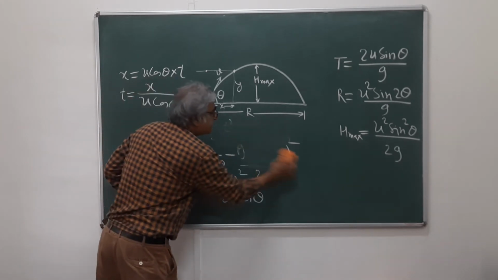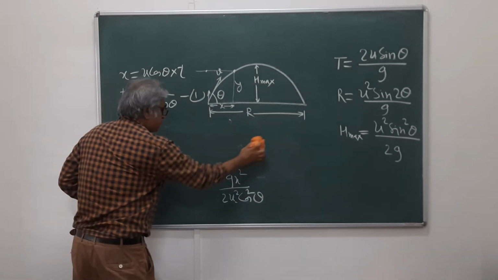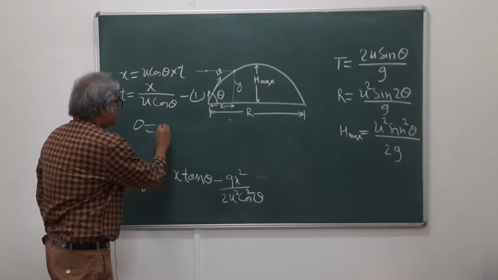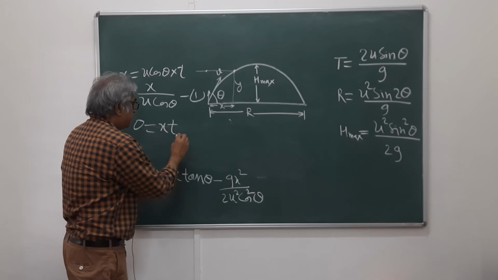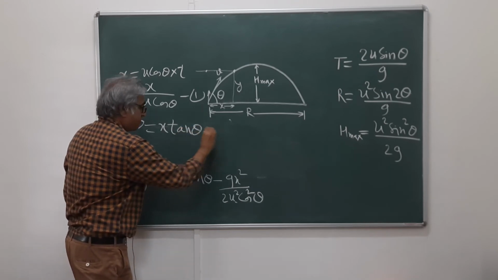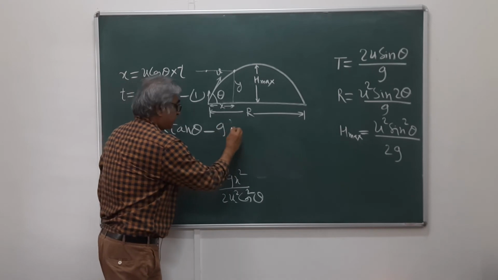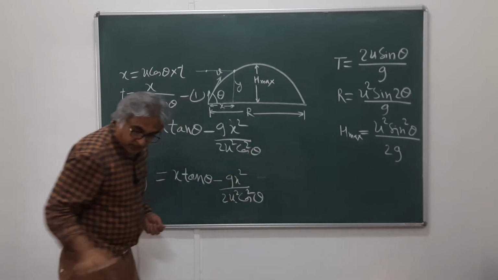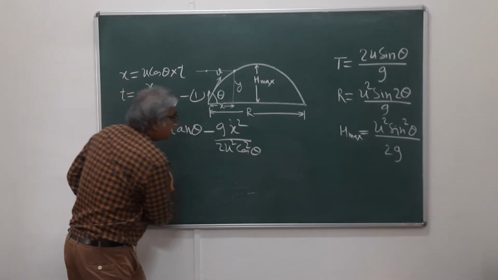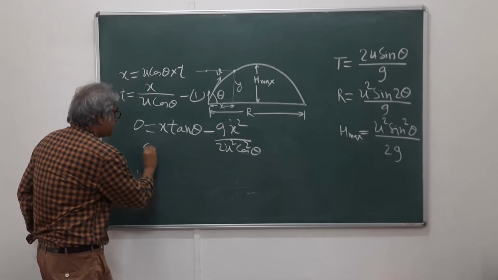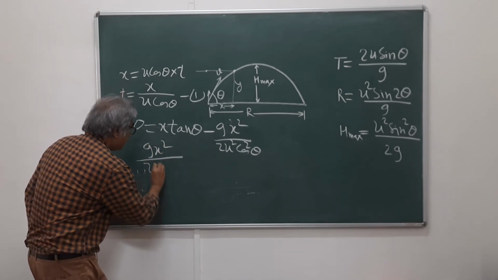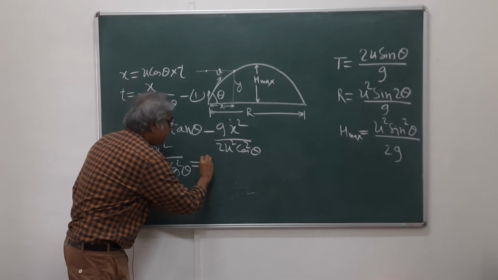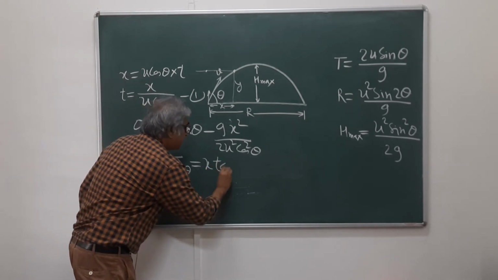So let's do this. Put y is equal to 0. So this is x tan theta minus gx square upon 2u square cos square theta. Okay, so I'll take this term on the left hand side, which is gx square upon 2u square cos square theta is equal to x tan theta.